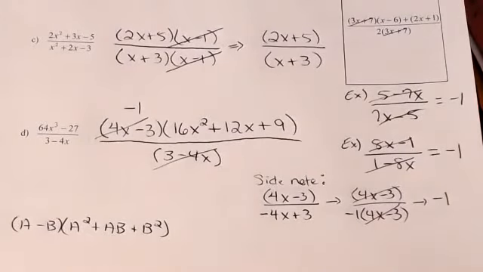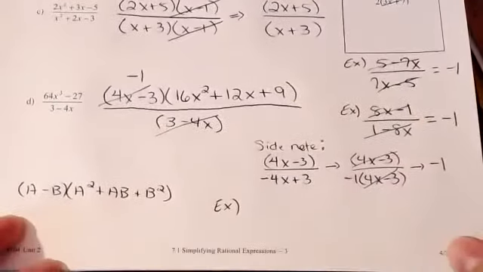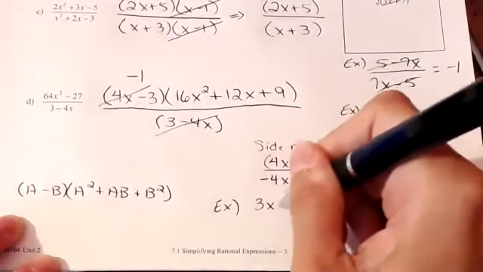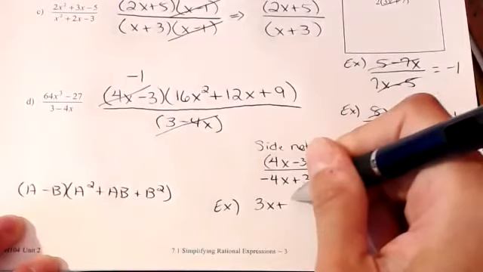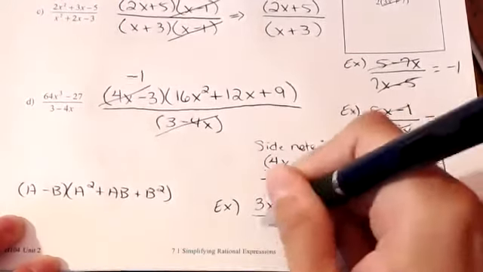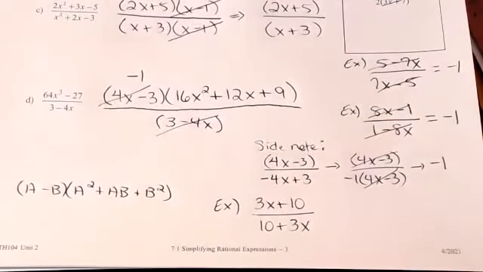This is only the case for subtraction, right? If you had an expression that was both positive, so let me give you an example of that. I think it's very important for you to see all of these things. If you had, for instance, 3x plus 10, and then you had 10 plus 3x, these are not distant cousins. They're actually the exact same expression.